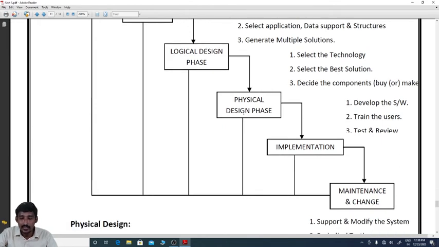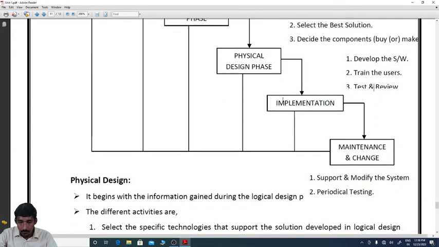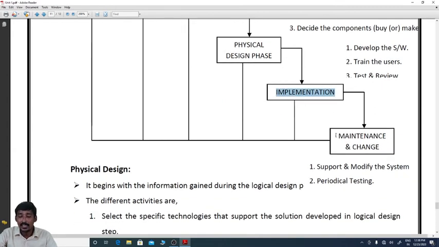The next one is the implementation phase. You are going to develop it, train all the employees or the users, and conduct a test and review how much they have understood. That is called implementation. And the next one is the maintenance stage.